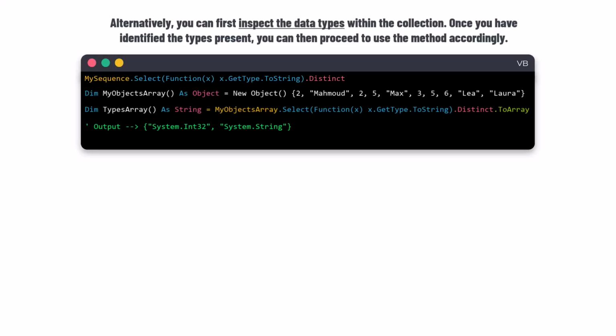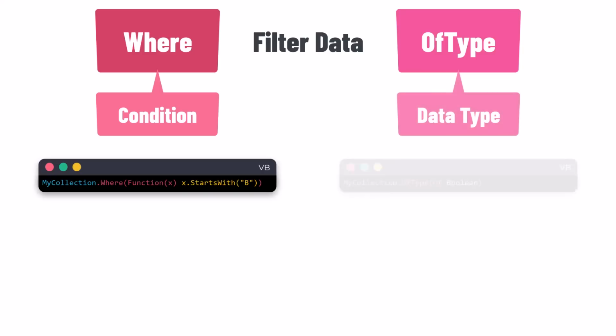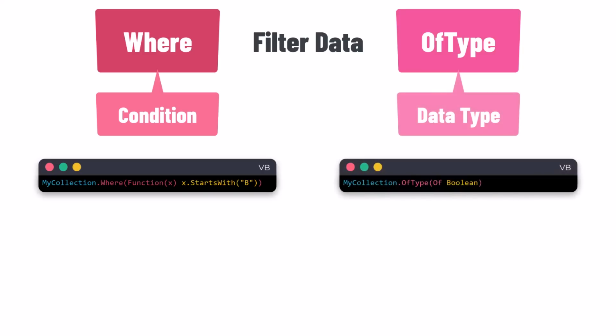But before ending this video, let's compare both filtering methods, Where and OfType. Both methods are used to filter data. The Where method filters the data based on a condition. For example, this query filters the collection and retrieves only the names which start with letter B. The OfType method filters the data based on a data type. For example, this query filters the collection and retrieves only the elements of type boolean. So, to filter a collection you can use one of both methods, depending on your need. That's all about both filtering methods.